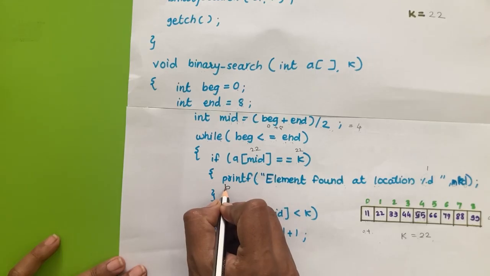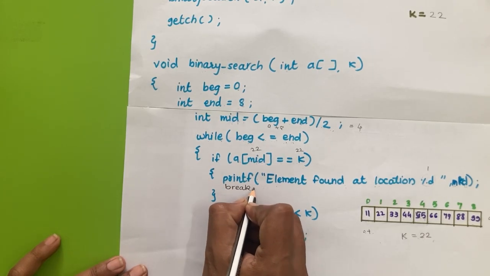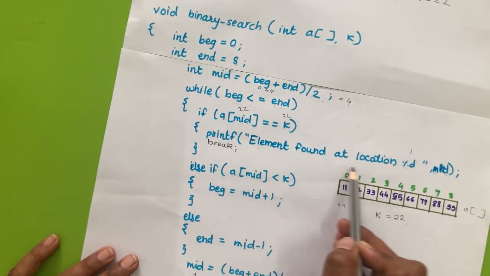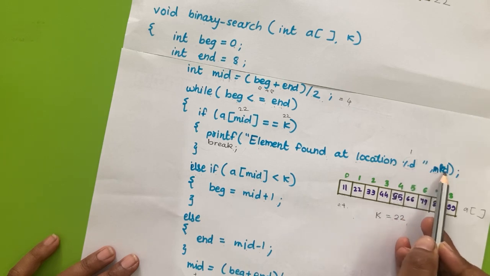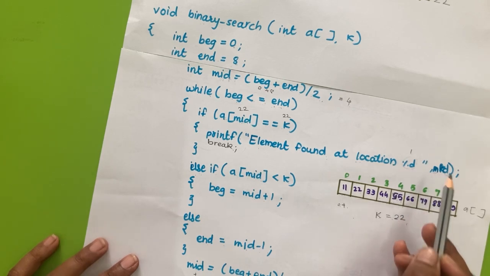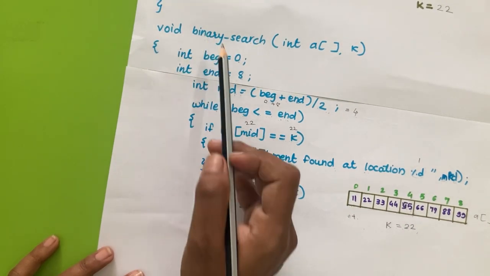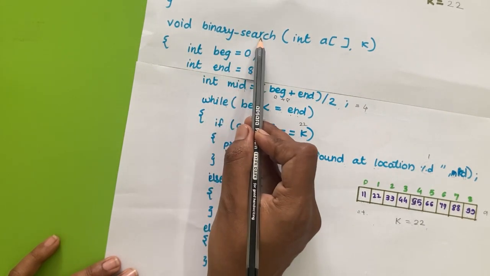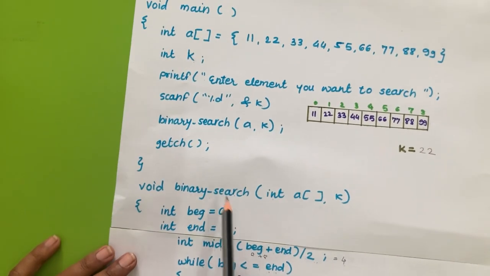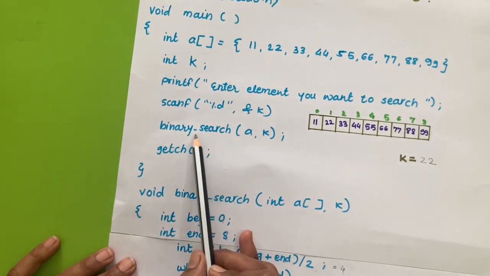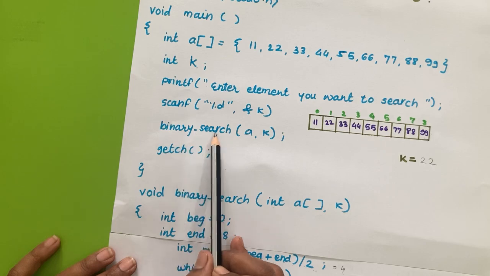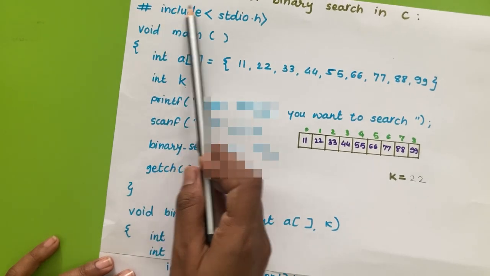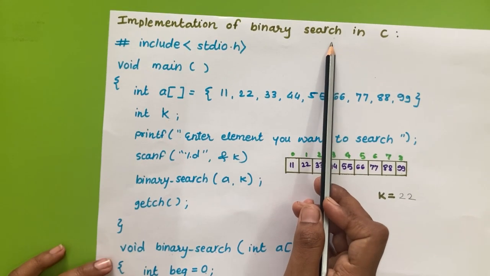Now here we have to insert break statement. If element found, then we have to insert break statement. So element found at location %d, it will return the location of mid element. So it will come out of this while loop and execution of binary search will get completed. Okay, so it will return back to the main. In main we don't have any statement to execute here, so this will complete the binary search.